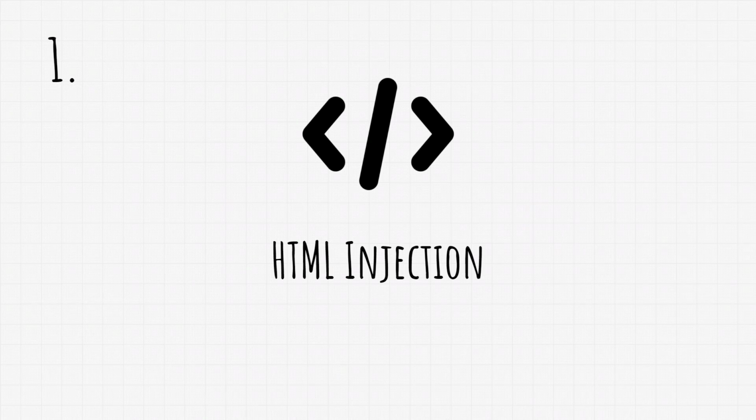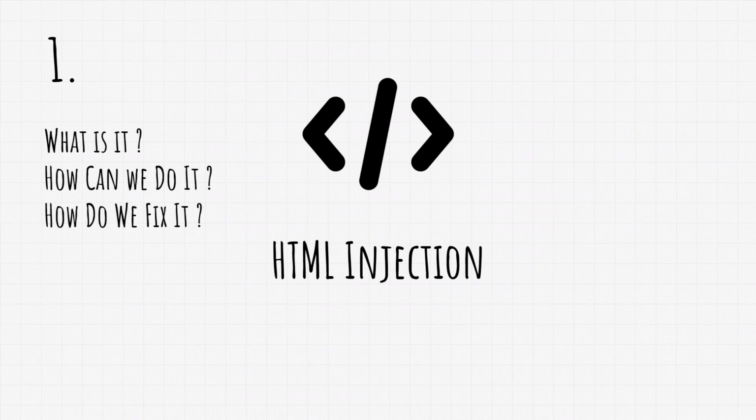For all the bugs that we will cover in this course, we will be asking three main questions. What is it? How can we do it? And how do we fix it? These are important questions for us, especially how we can discover a certain bug. Now, luckily HTML injection is not one of those critical vulnerabilities, however it is considered a bug. And we are going to start off by explaining what exactly it is.